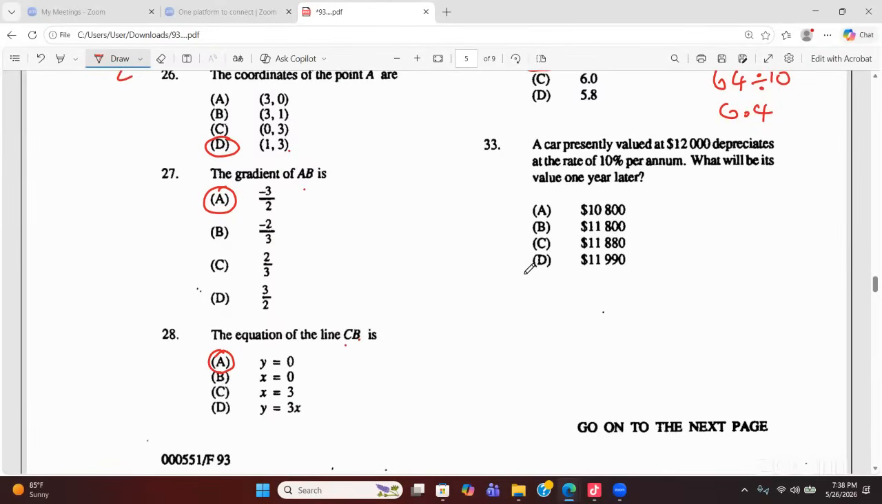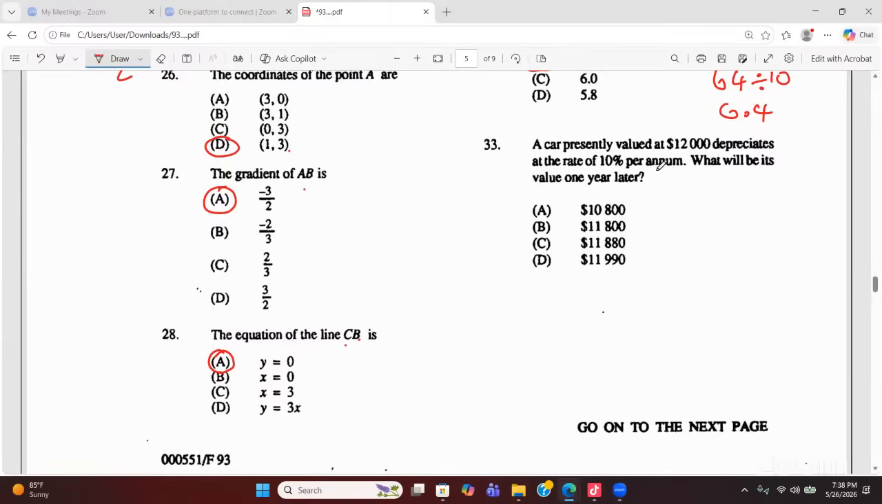Now let's look at 33. A car presently valued at 12,000 depreciates at 10% per annum. What will be its value 1 year later? All right. What will be its value 1 year later?